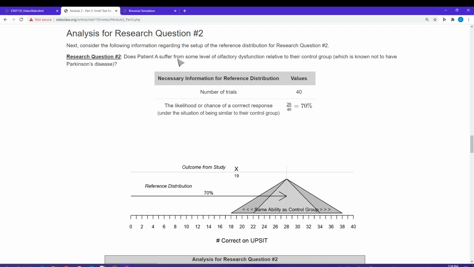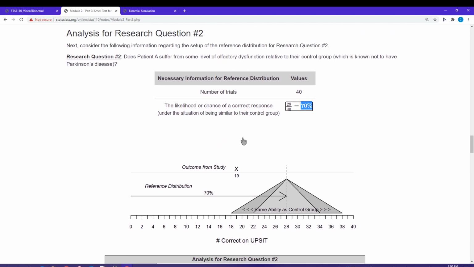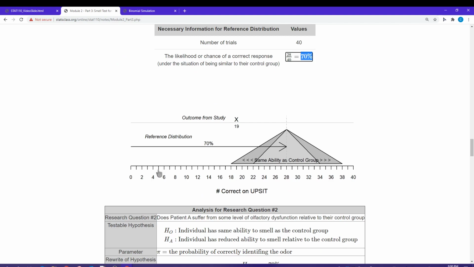Again, does patient A suffer from some level of smell dysfunction relative to the control group? I know the control group had 70% correct. Some level of dysfunction means that they're going to be on the left side. So again, let's suppose for our individual, they had 19 out of 40 correct. If they have smell dysfunction, then they're going to be on the lower end of this reference distribution. So this research question is going to be one-tailed left.